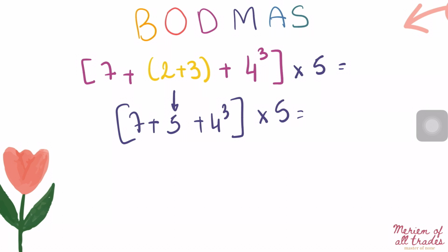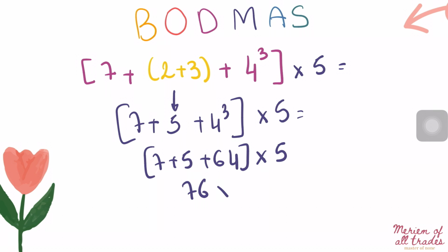Again, inside the brackets, what do we have? We have addition and then we have the exponent. Again, we do the exponent. 4 to the power of 3 is 4 multiplied by 4 multiplied by 4, which is 64. So we have 7 plus 5 plus 64. And then we close the brackets, and all of this is multiplied by 5. Before that, we still have the brackets. We're going to solve the brackets. We have 76 times 5, and it equals 380.